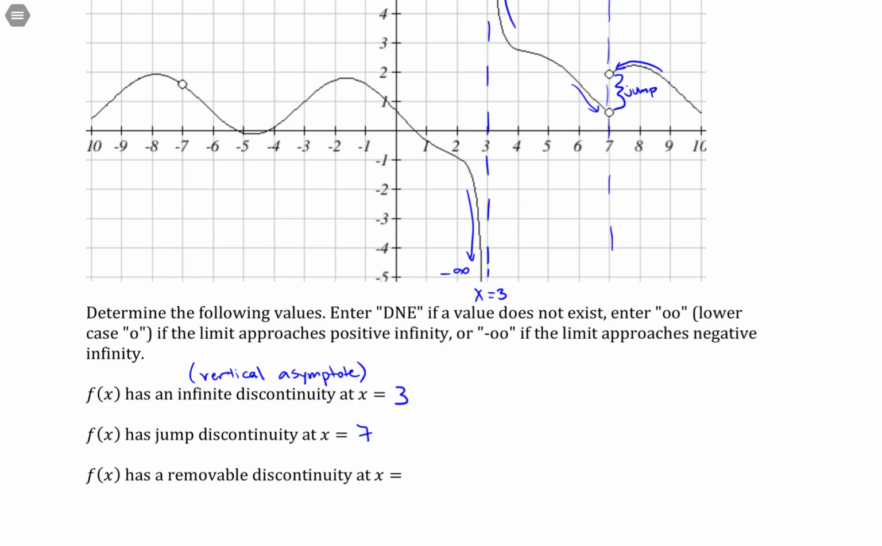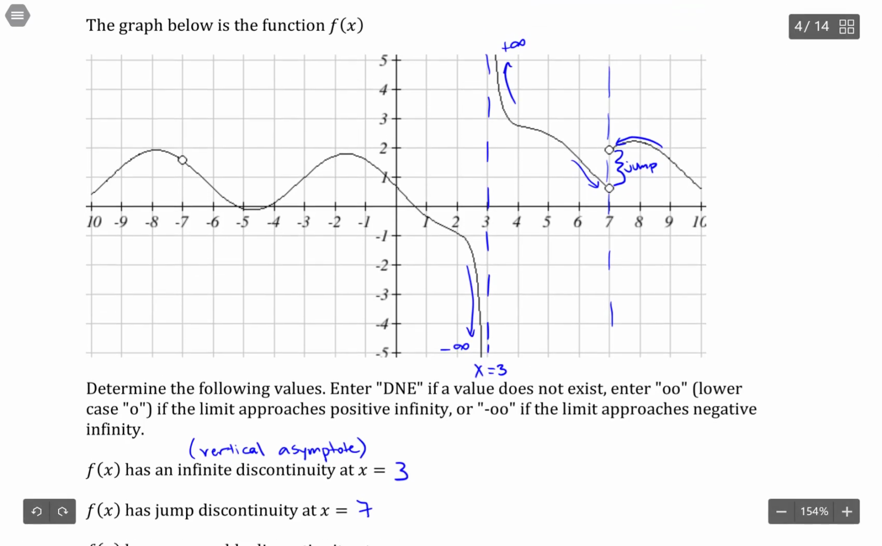F of x has a removable discontinuity at x equals what? So a removable discontinuity is a place where it is discontinuous, but the limit exists. So the limit does not exist if we have an infinite discontinuity. The limit does not exist if we have a jump, but it does exist if we have a hole in the graph, because the limit from the left and the limit from the right agree with one another.